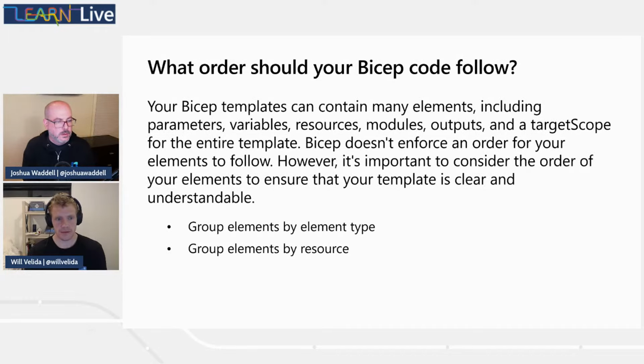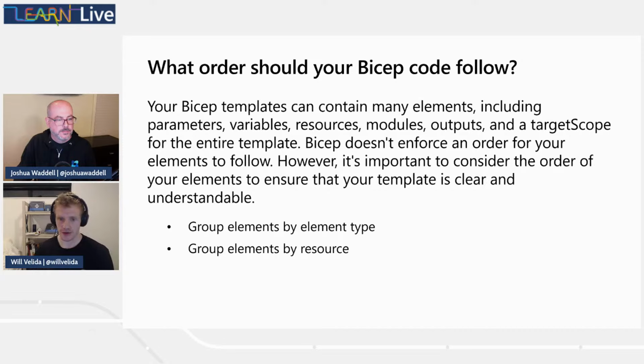Our Bicep template will contain many elements. In our template, we saw parameters, values, resources. I don't think we saw modules, but we can have modules, and obviously some of those modules might have outputs. We can also have a target scope for our entire template. Bicep doesn't actually enforce an order for your elements to follow. However, and a big however, as we saw in that template, it is important to consider the order of your elements to ensure that our template is clear and understandable.